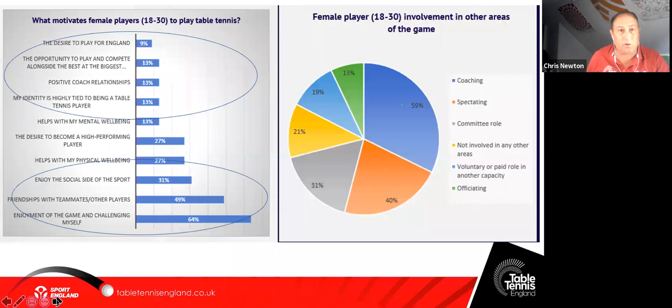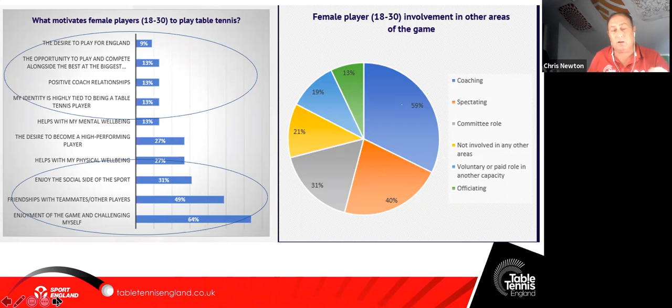But then look at the lower responses here. It's not about being a champion. For the majority of the people who took part in these surveys, the desire to play for England is the lowest one of all. What motivates females to play table tennis? So maybe forcing somebody through a playing pathway into a high level competition straight away is not the right thing. Maybe buddying people up into teams to make friendship groups is a better way of doing it.